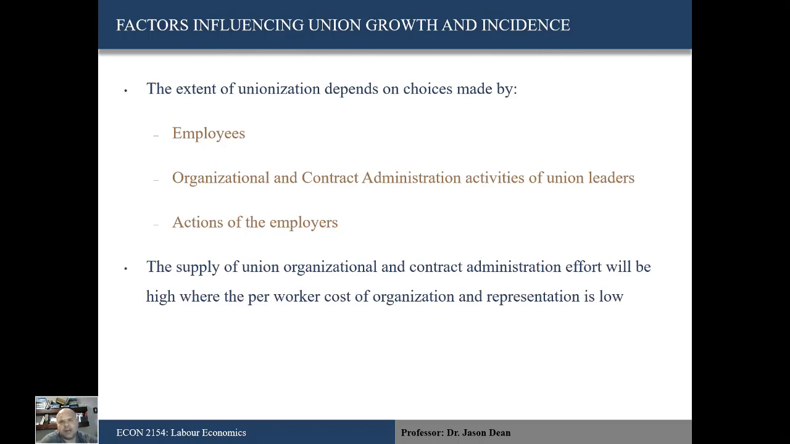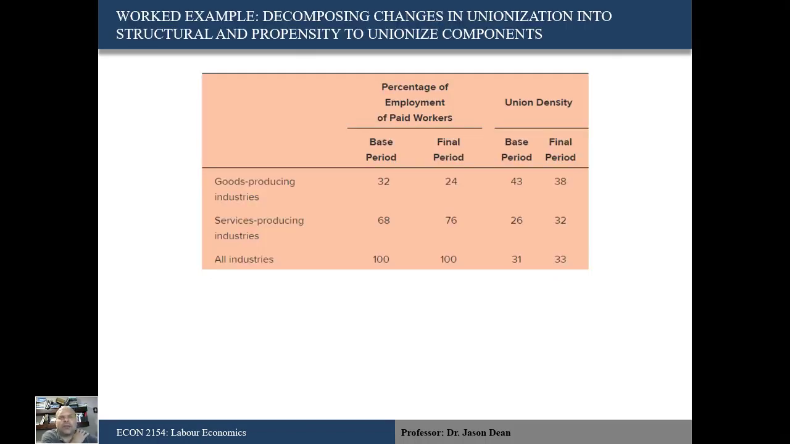So again, the demand for unionization will be high if the perceived benefits among the workers are very high. More specifically, if the net benefits from joining a union are perceived as high, then there's going to be a very large demand for representation. And the supply of representation will be very high, especially where the per worker cost of organization and representation is low. So let's look at the following example.